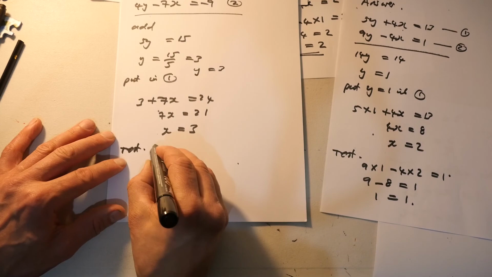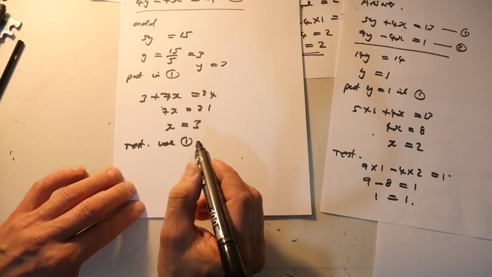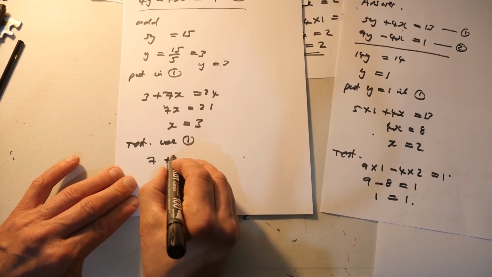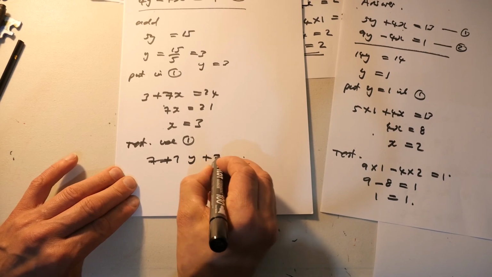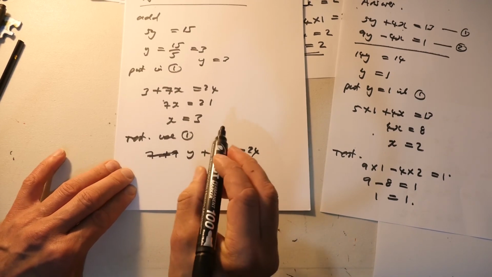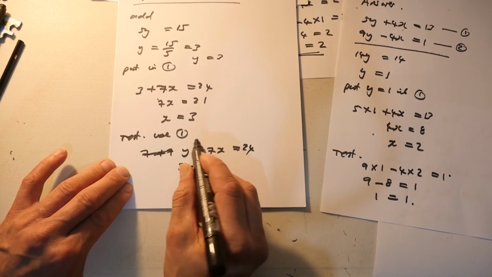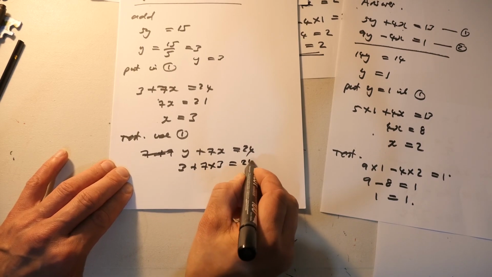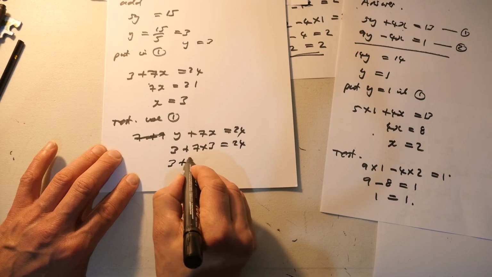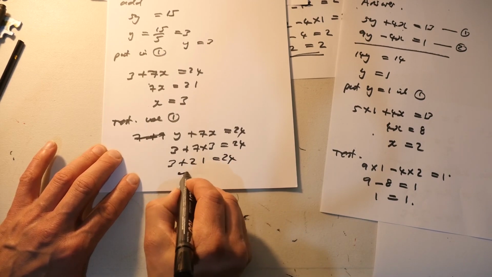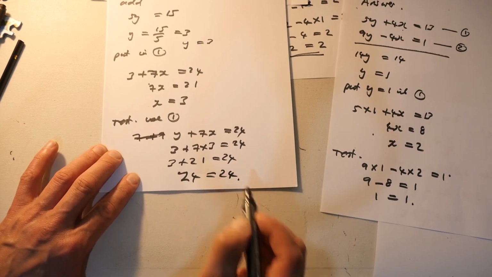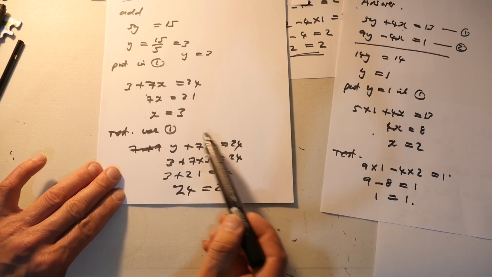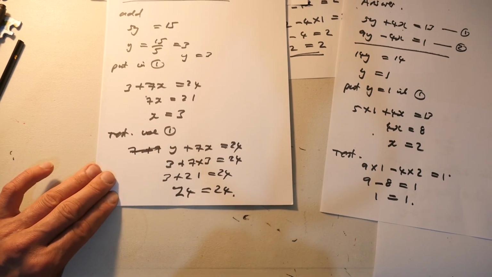Test, use equation, say, 1. So you got y plus 7x equals 24, okay? So y equals 3, plus 7 times 3 is 21. 3 plus 21 equals 24. 24 equals 24. Okay, so if you got these answers, y equals 3, x equals 3, that's correct for these equations, and you should have tested it, okay?